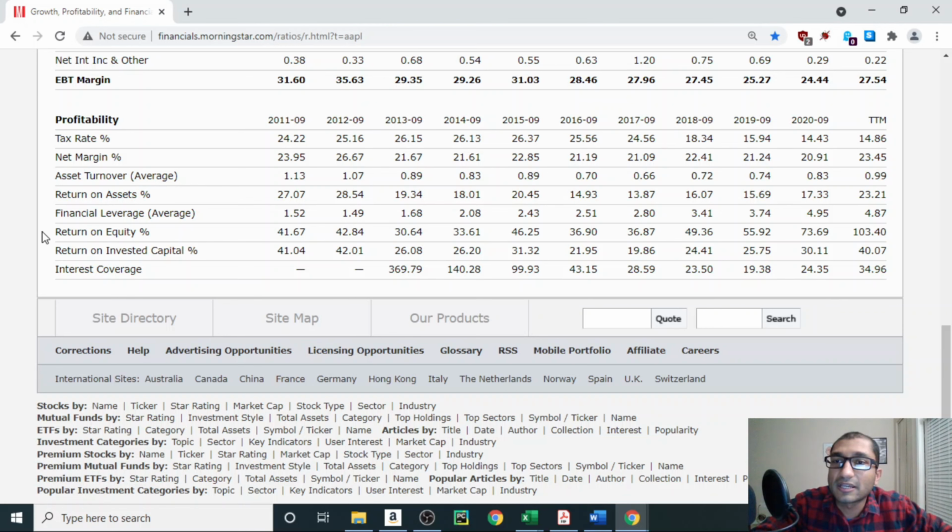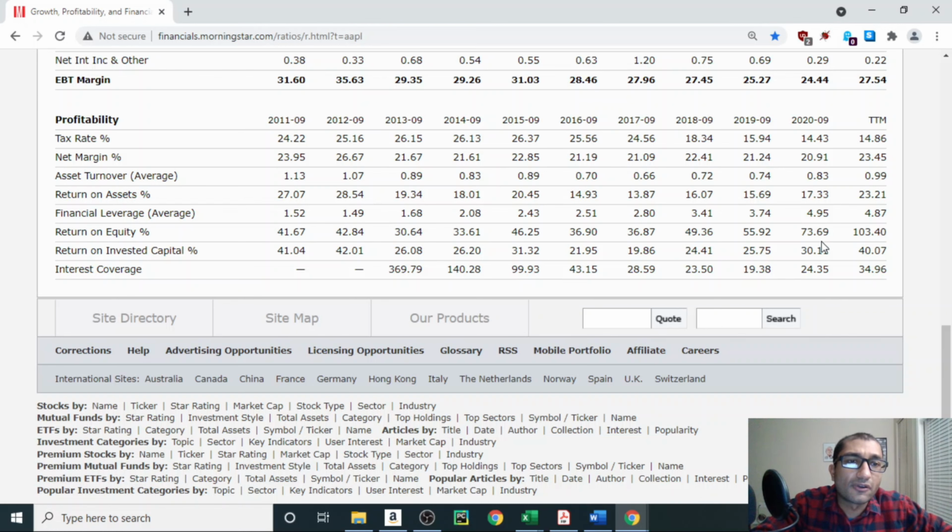Next is the return on equity. The return on equity is the ratio of the company's net income to its shareholders' equity. Warren Buffett prefers to only invest in securities that have a return on equity of 8% or greater every year for the past 10 years. Back in 2011, Apple's return on equity was about 42%, and for the year 2020, it was about 73%.